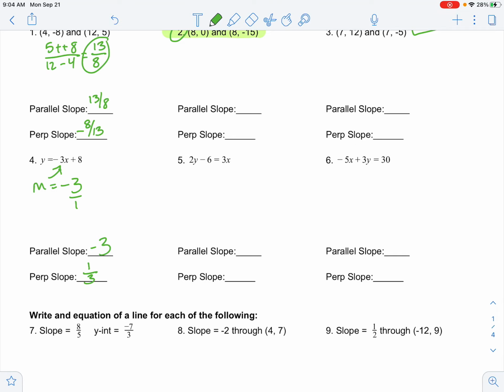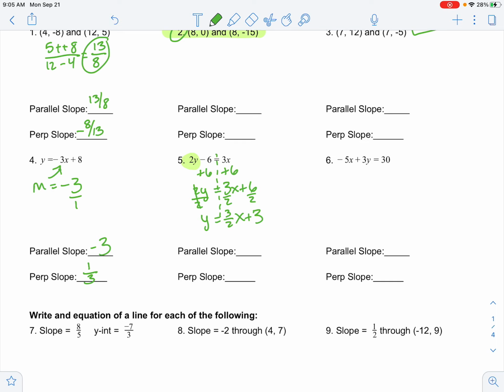But what happens if it's not solved for y? If y isn't solved for, we have to solve for y. So if I look at number 5, I need to get y by itself, so I'm going to isolate my variable first. So what else is over there with the y? I have the minus 6. How do I move the minus 6 to the other side? Opposite of minus would be plus. So I'm going to plus 6 to both sides. I have 2y equals 3x plus 6. I have 2 times y, so I'm going to divide everything by 2. And y equals 3 halves x plus 3.